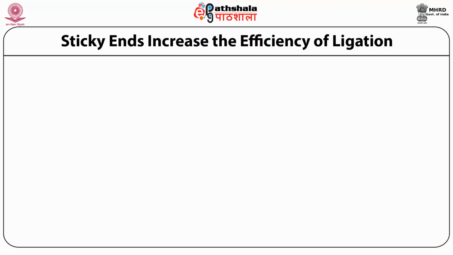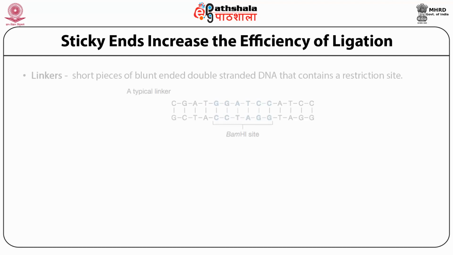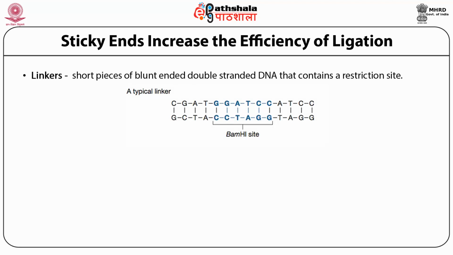Sticky ends can be put onto a blunt-ended molecule by using linkers or adapters. Linkers and adapters are used to make the cloning easier. For example, if you have only blunt-ended DNA, you can use linkers, join them together, cleave them, and clone into the appropriately digested vector. Linkers are short pieces of blunt-ended double-stranded DNA that contain a restriction site. A typical linker is shown here. It's a double-stranded DNA, blunt-ended on both sides.